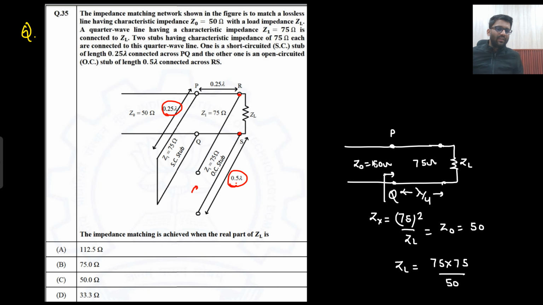Did you get this point? Our target is that this transmission line should be matched with whatever impedance it sees at PQ. So what impedance is it seeing at PQ? Z naught square by ZL. So 75 into 75 divided by ZL should be equal to 50 ohm. So what ZL are you getting? 75 into 75 divided by 50, so 112.5 ohm. There you go.